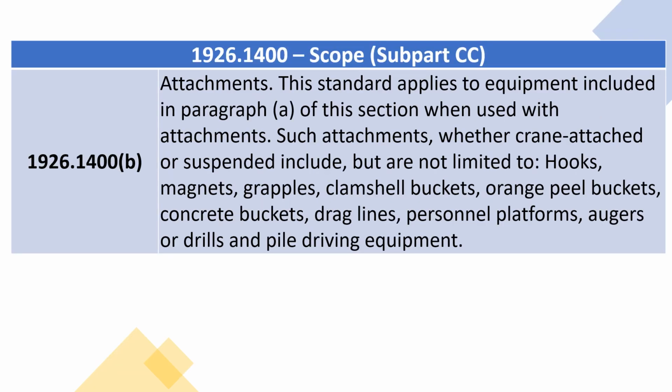1926.1400(b). Attachments. This standard applies to equipment included in paragraph (a) of this section when used with attachments. Such attachments, whether crane attached or suspended, include, but are not limited to, hooks, magnets, grapples, clamshell buckets, orange peel buckets, concrete buckets, drag lines, personnel platforms, augers or drills, and pile driving equipment.